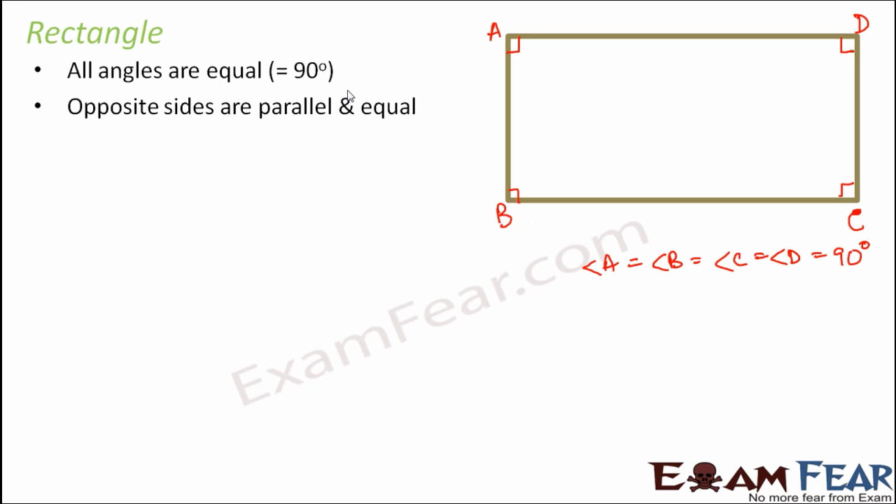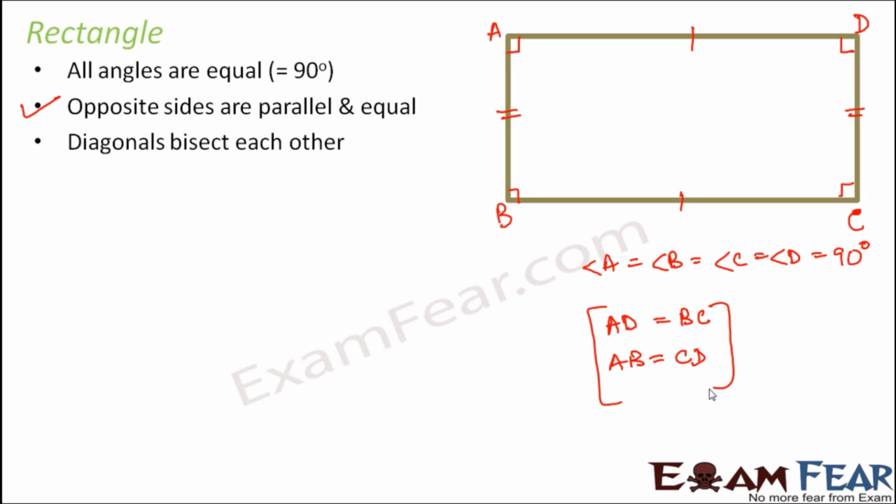Next thing is opposite sides are parallel and equal. So this is something which is in common with a parallelogram. So the opposite sides are equal in length, that is AD is equal to BC, and also AB is equal to CD. So the opposite sides are equal in length, and they are also parallel to each other.